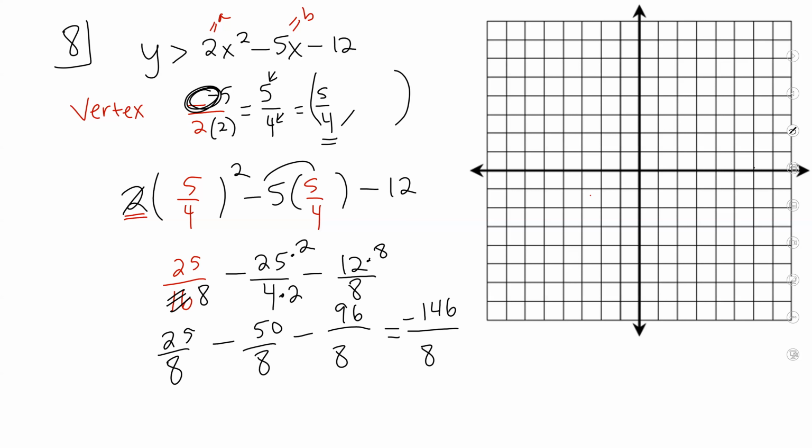And that's a pretty big number. So guys, we can do 146 divided by 8. And that decimal is negative 18.25. So I'm just going to put negative 18.25. 5/4 as a decimal is 1.25.